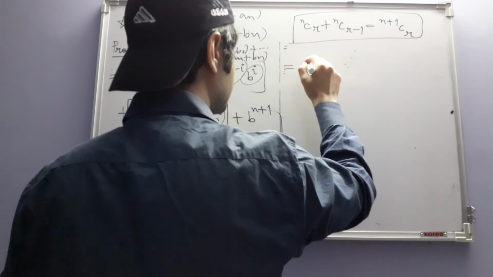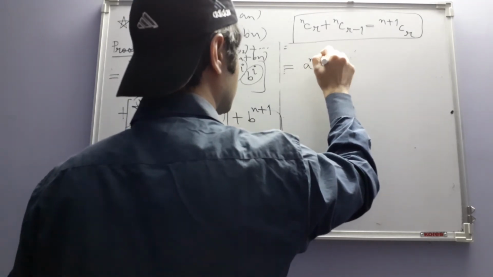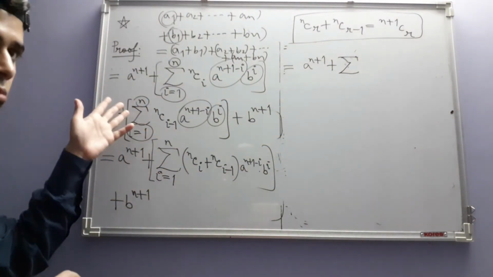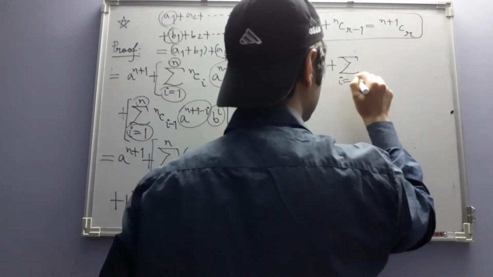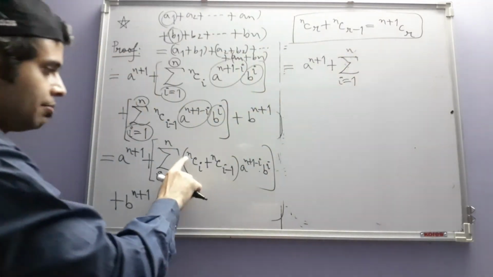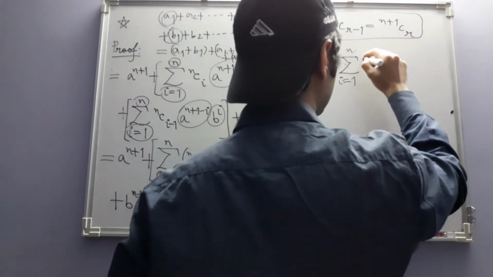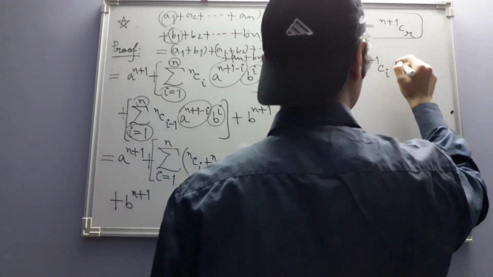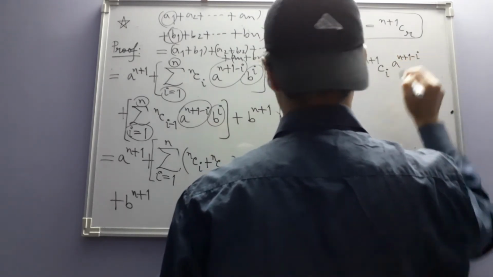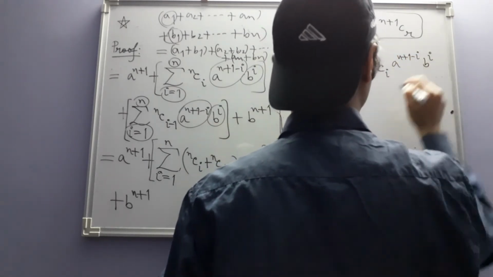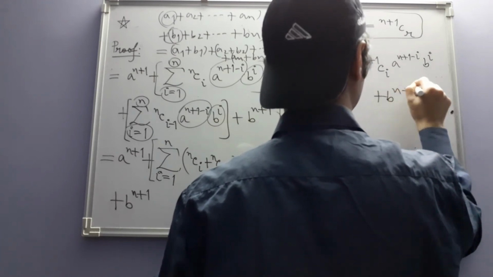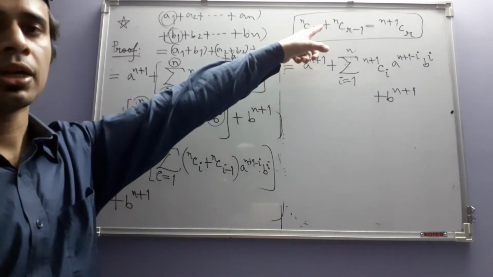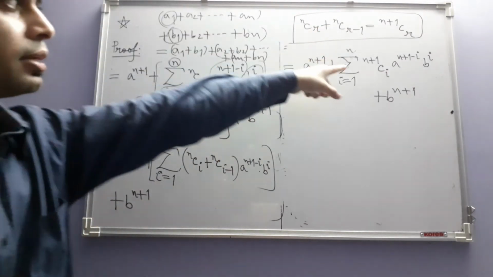a to the power n plus 1, plus summation i varying from 1 to n. The other things will stay the same. Now in place of this sum, I can write (n+1)Ci times a to the power n plus 1 minus i times b to the power i, plus b to the power n plus 1. Okay. So using this formula that we have already proved before, I am writing it here.